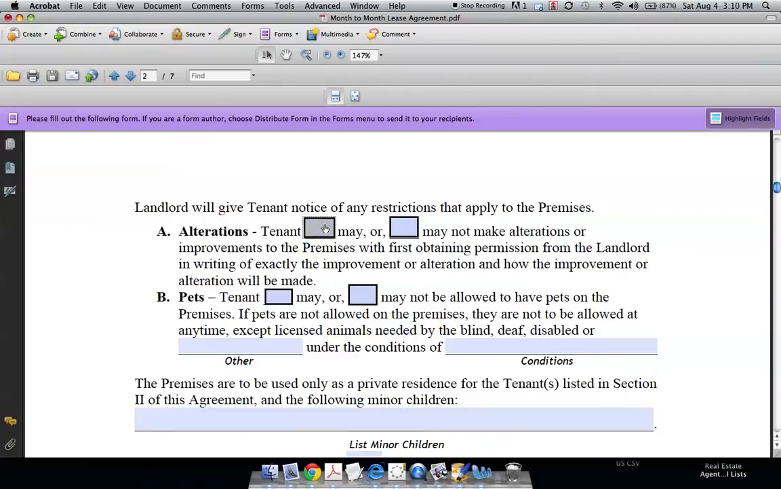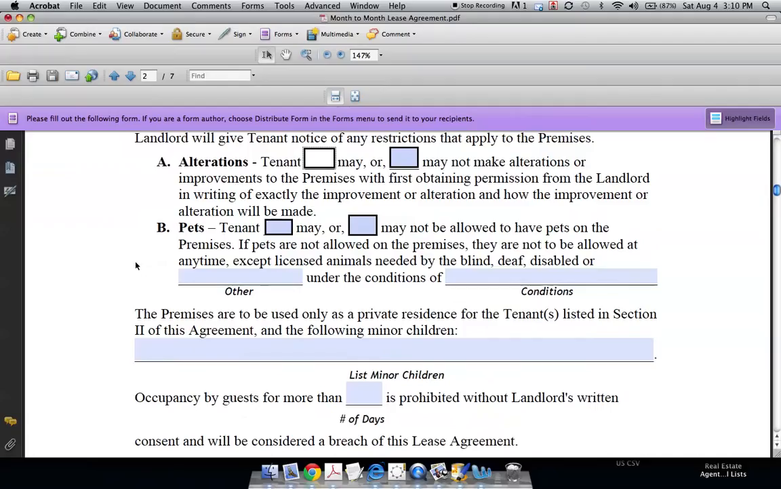Alterations, tenant may or may not make alterations. Alterations are basically the standard, you know, can the tenant change the color of the paint on the wall, change the room around, redo the kitchen. I doubt that the tenant would be doing any of these things, but if you decide that the tenant can do it, you just click this. Otherwise, he's going to have to get your permission.